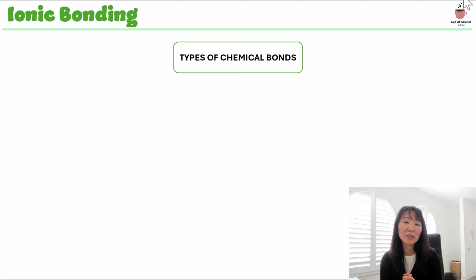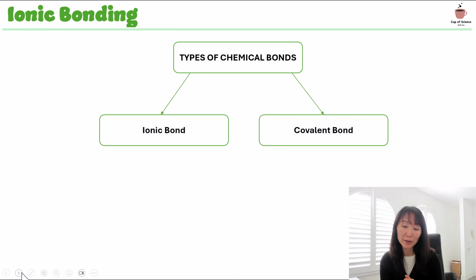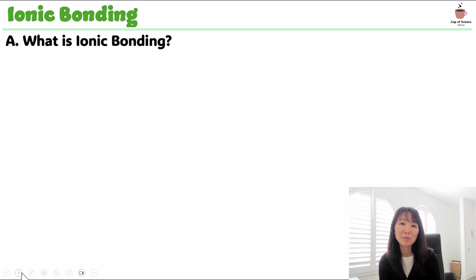In your introductory chemistry course, you're going to encounter two types of chemical bonding. The very first one is the ionic bond, and the second is the covalent bond. In this particular video, we'll cover the ionic bond. Let's begin. What is ionic bonding?